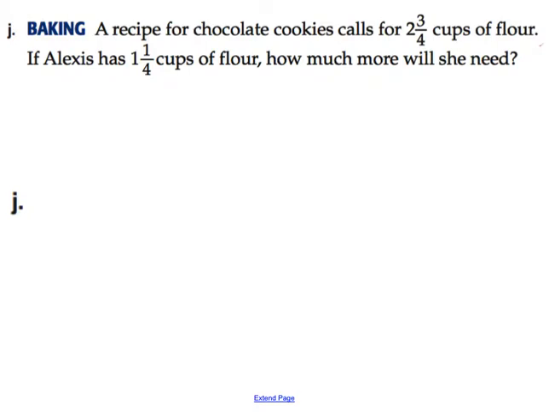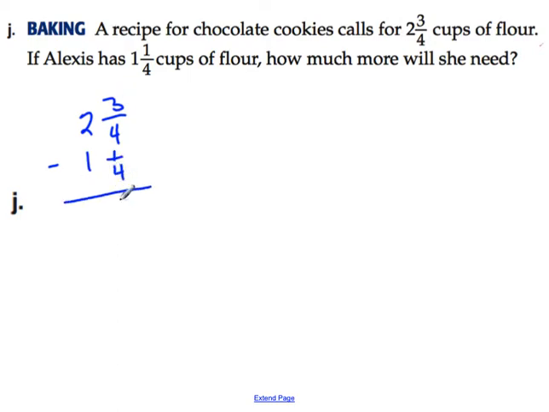All right, hope you took a chance to try that one. What we need is 2 3/4. Whoops, hang on just a second, I hit the wrong button there. So I need 2 3/4. I want to subtract 1 1/4. Okay, and find out what I get.